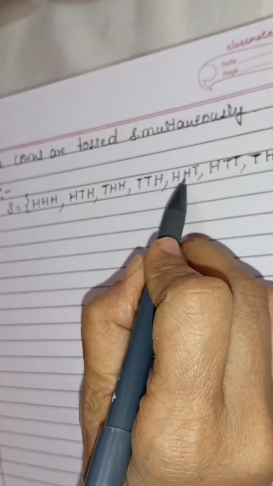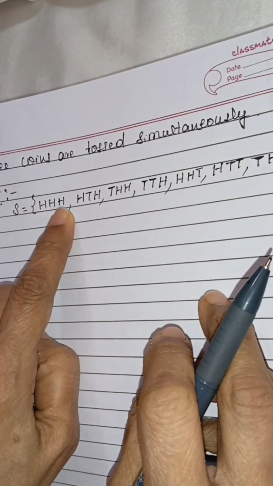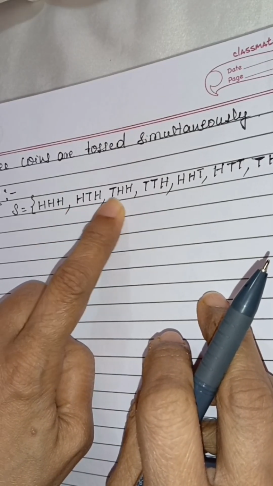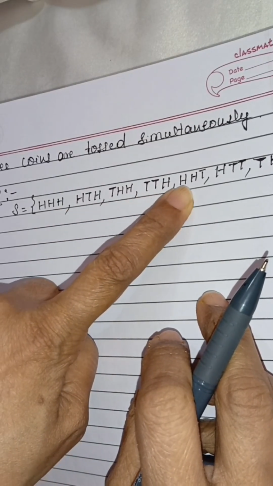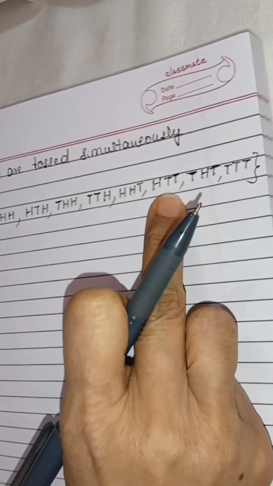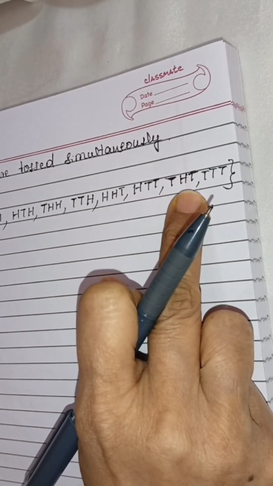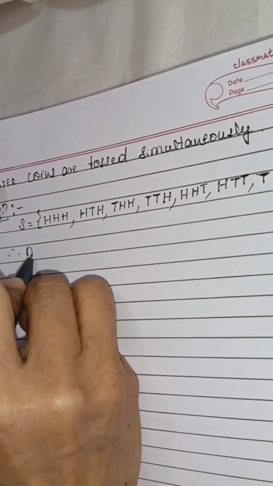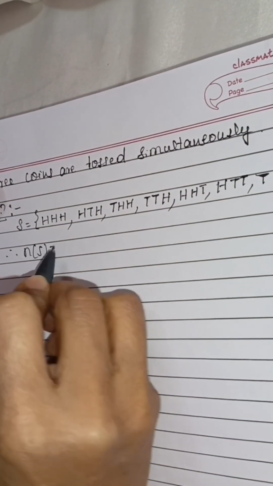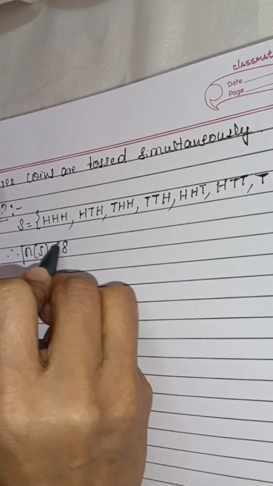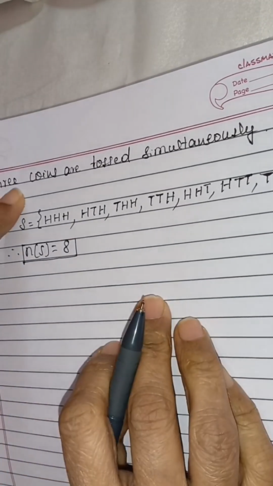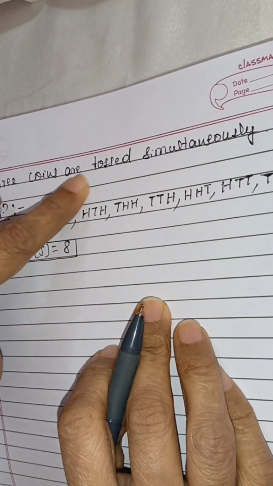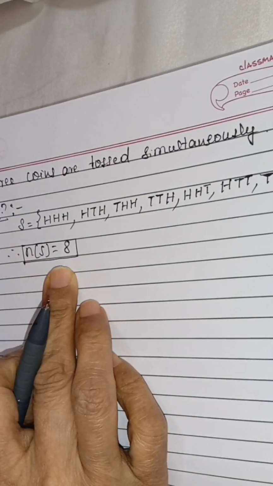How many? 1 2 3 4 5 6 7 8. All three are head, then head head tail, head tail head, head tail tail, then tail head head, tail head tail, and all three are tail. So this is the sample space. Therefore, when we toss 3 coins at a time, sample points are 8.